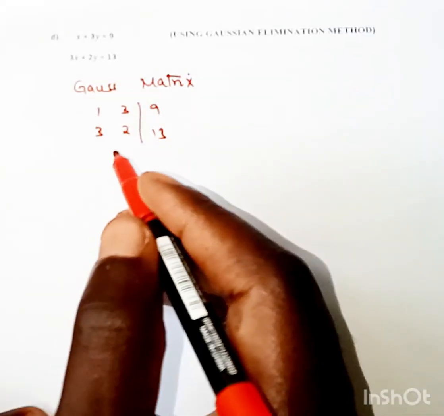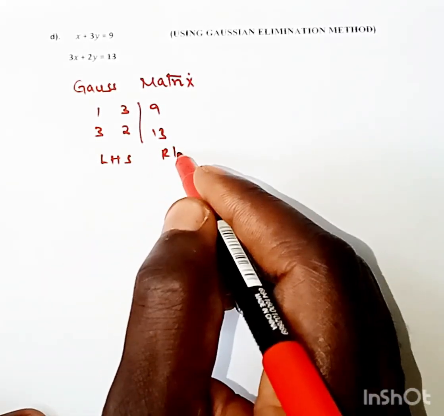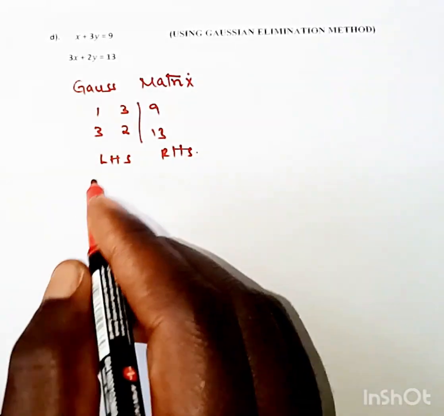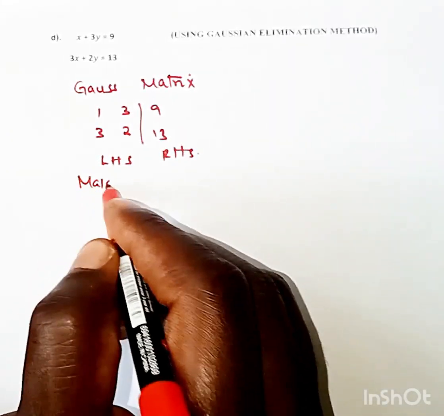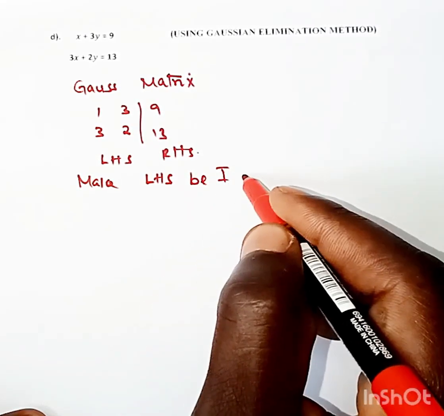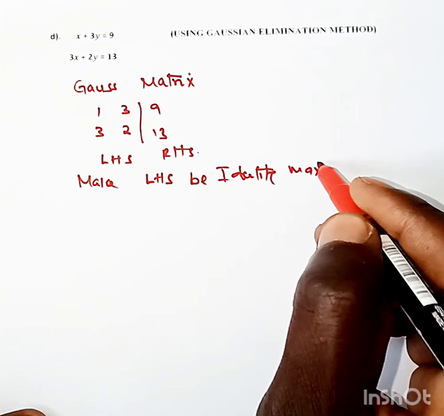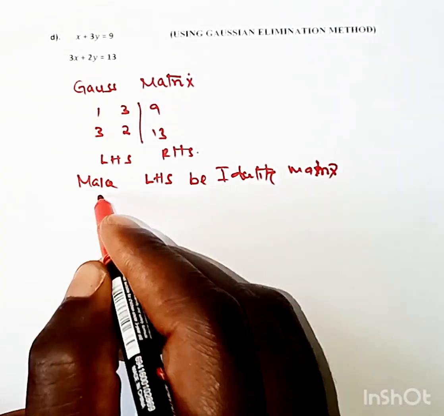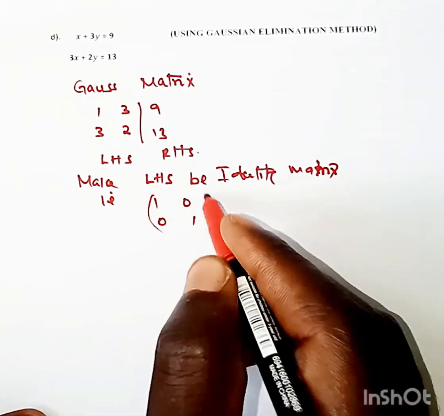For this Gauss matrix, we have the left hand side and the right hand side. So what we need to do is to make the left hand side be an identity matrix, i.e. that is 1 0 0 1.